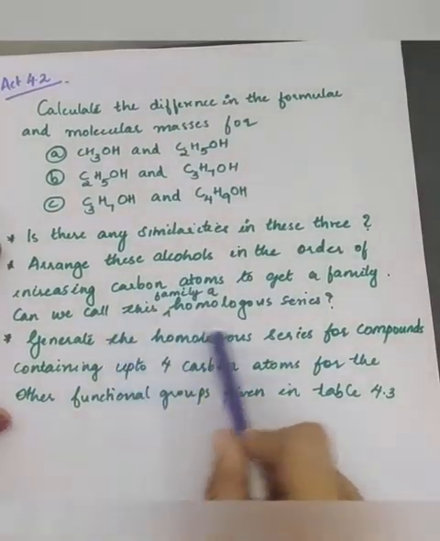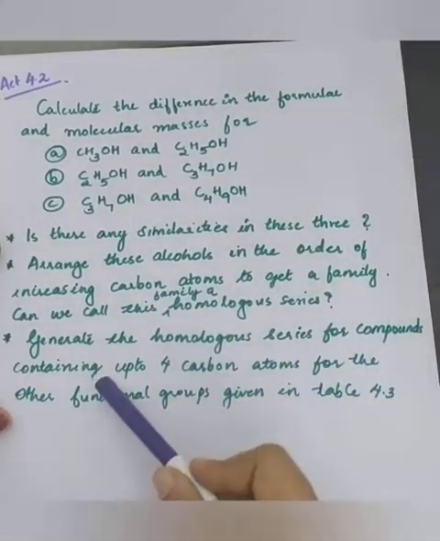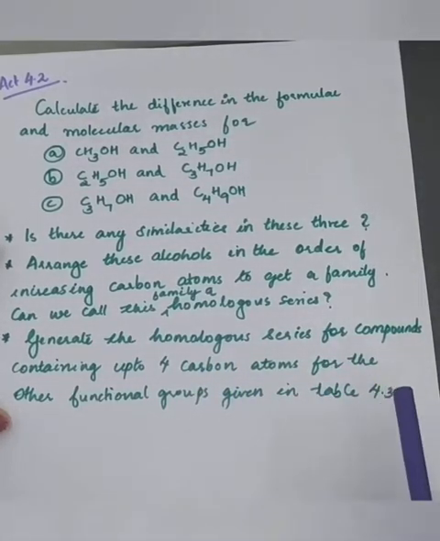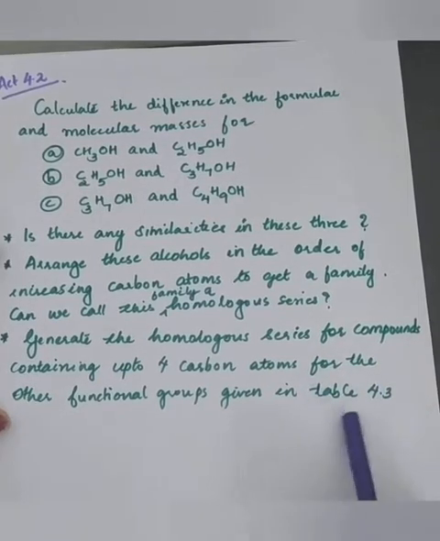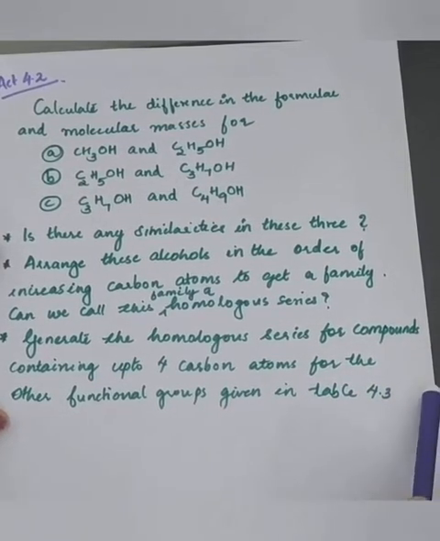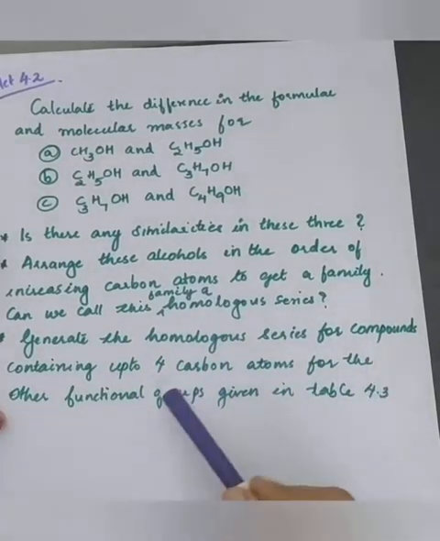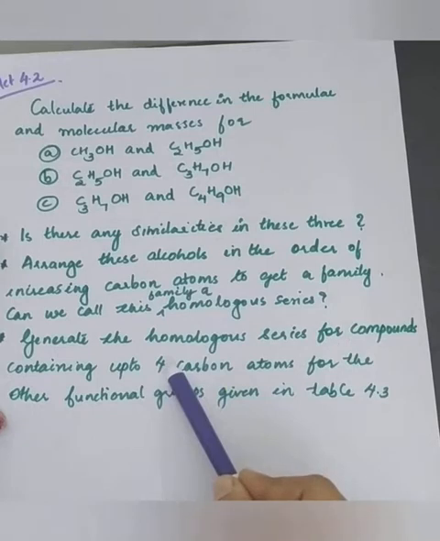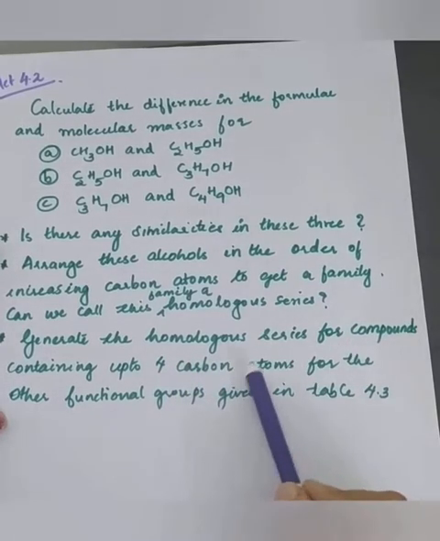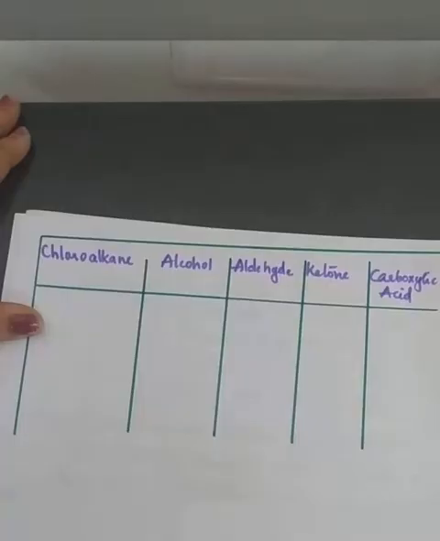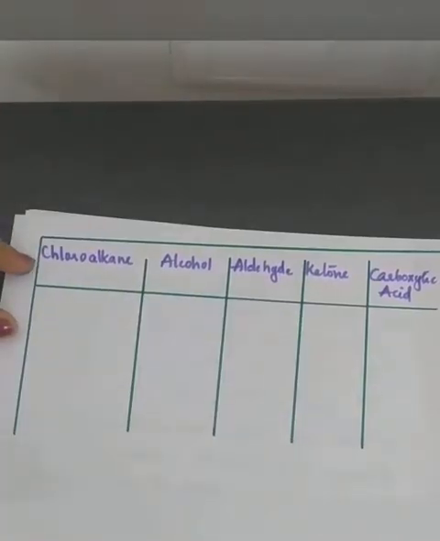Now the next question is: generate the homologous series for compounds containing up to 4 carbon atoms for the other functional groups given in table 4.3. In table 4.3 certain functional groups are given. From that you have to generate homologous series for compounds containing up to 4 carbon atoms. This is the table given in your textbook, that is heteroatom, functional group and formula of functional group. So let's generate a homologous series for each group.